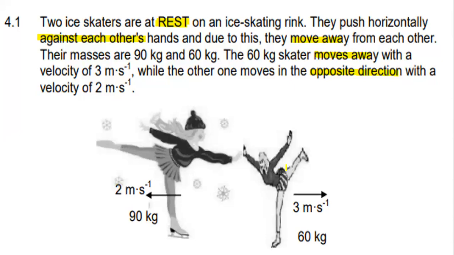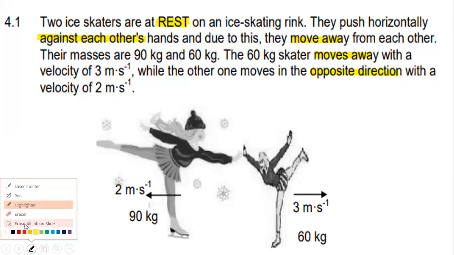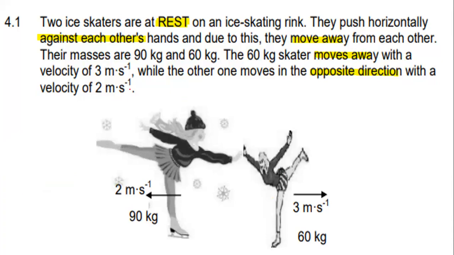Right, so let us look at this particular scenario and basically learn how we take what is given in the scenario that we are reading and the diagram. So we are told that we have two ice skaters and we can see the ice skaters, and we are being told that they are at rest.